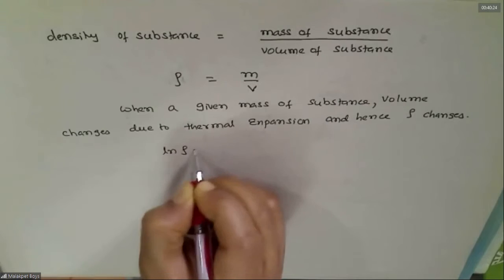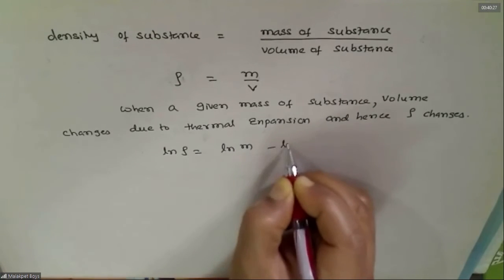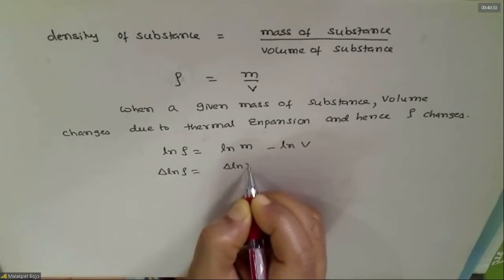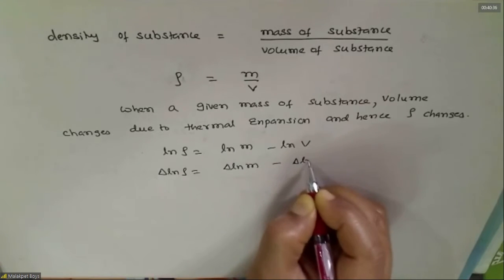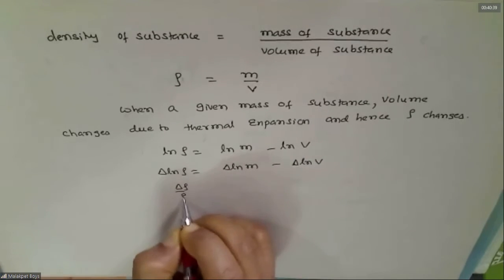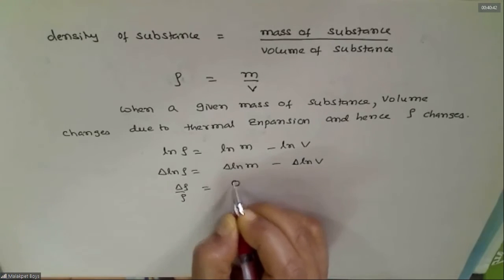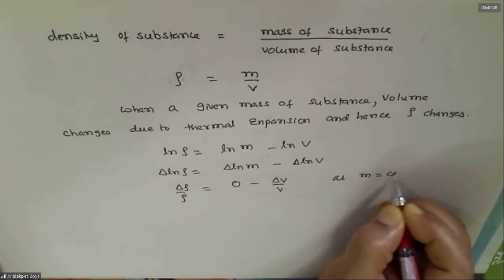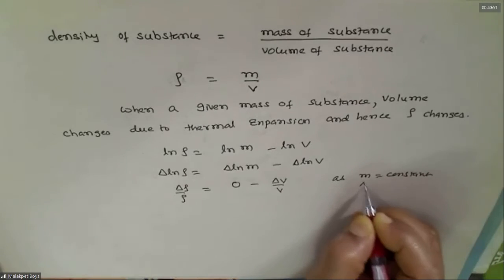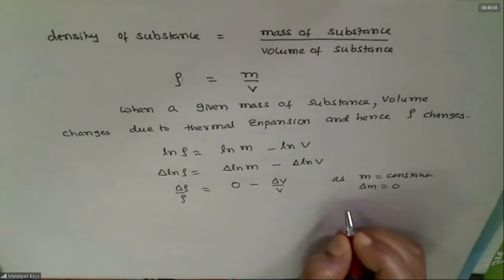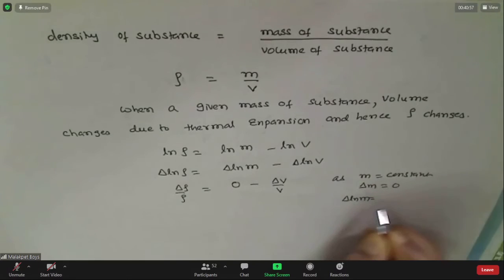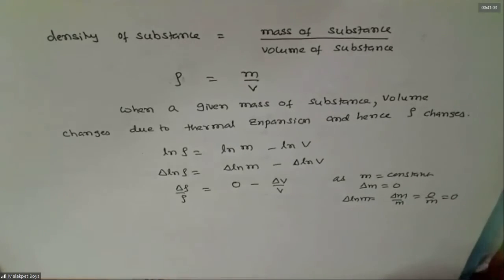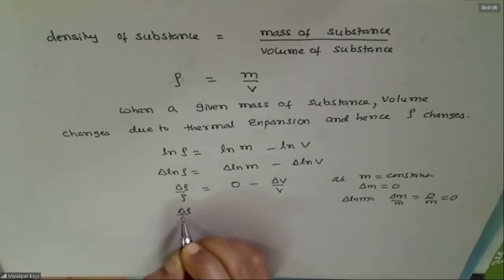Now if you take ln, remember this? Delta ln rho is equal to delta ln m minus delta ln v. Mass remains constant, no? Is it clear?